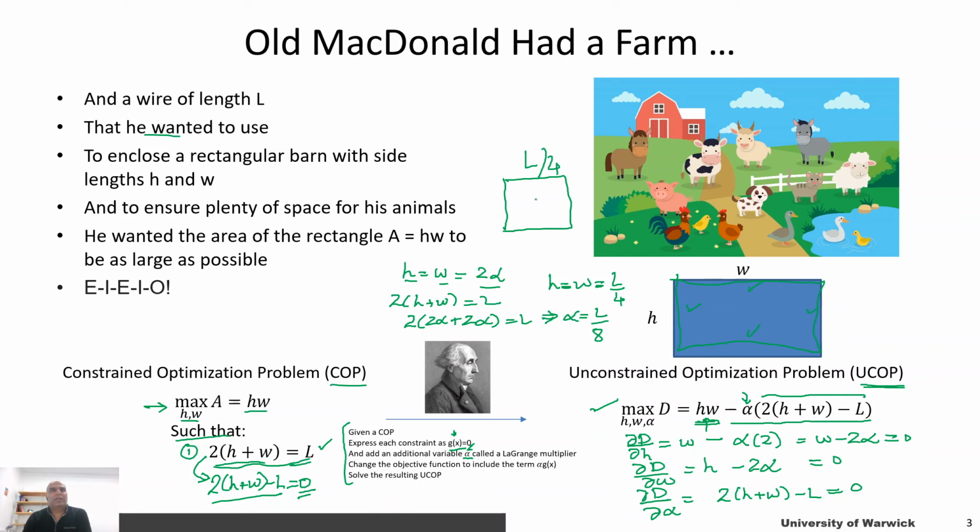And you see that the total perimeter of this square is going to be equal to L, and that is the rectangle with the maximum area. So all his animals would be happy. This is the method of Lagrange multipliers.